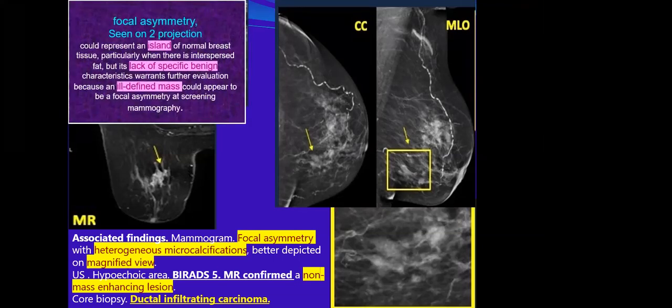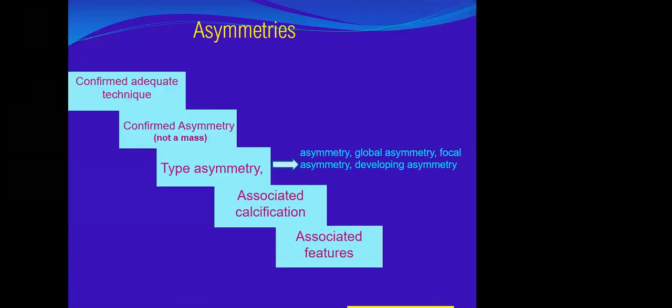As we mentioned, though focal asymmetry usually represents an island of normal tissue, the lack of specific benign findings warrants further evaluation, because an ill-defined mass or ill-defined cancer might appear as asymmetry. So we went through all of these, then remaining are the descriptors of location. Any volunteer to tell me how to localize this asymmetry?